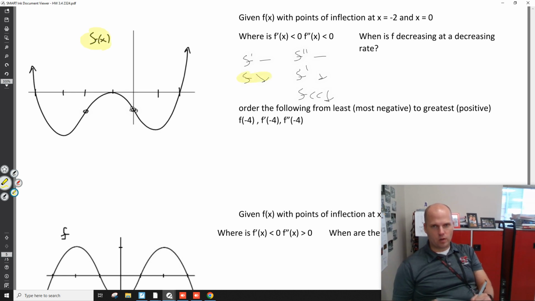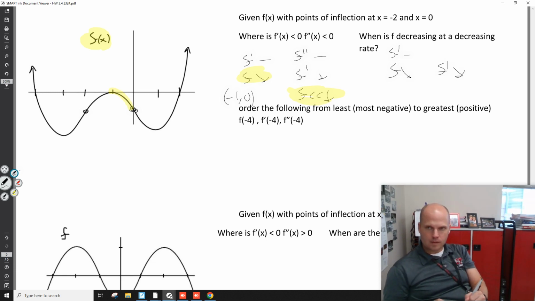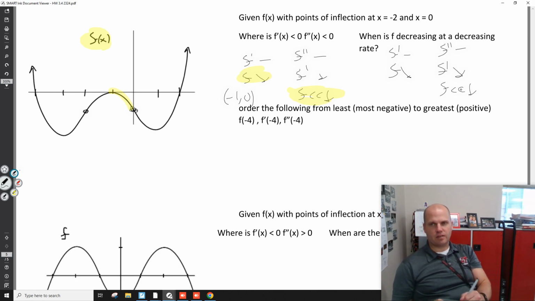When is F going down? Concave down. So this is concave up, concave down, concave up. This is going down, concave down from -1 to 0. F is decreasing. Okay, F prime is negative. F's rates are decreasing. That means F double prime is negative. That means F is concave down. Okay, decreasing rate, concave down.